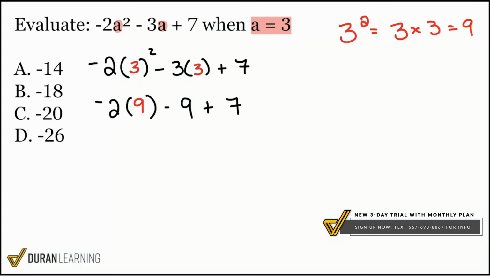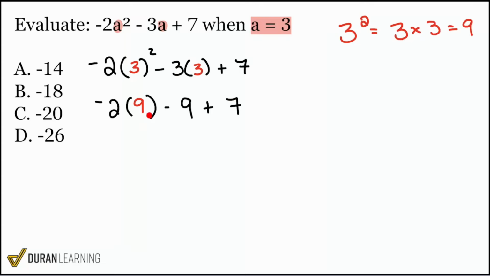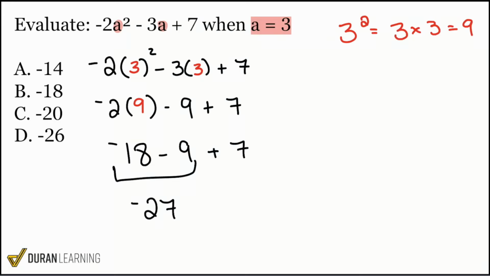Next up, we'll continue on by multiplying negative 2 times 9. So 2 times 9 is 18, and then we'll go ahead and bring that negative forward to make it negative 18. So we have negative 18 minus 9 plus 7. I'll take care of this part first, because if you are already going backwards by 18, and then you're going back another 9, that's the same as saying 18 plus 9. 18 plus 9 is 27, and then you keep it negative 27. So we have negative 27 plus 7.